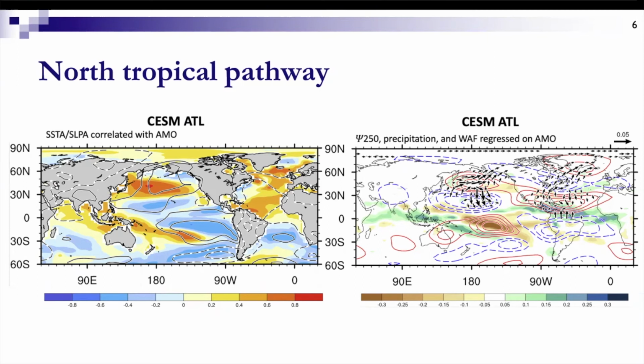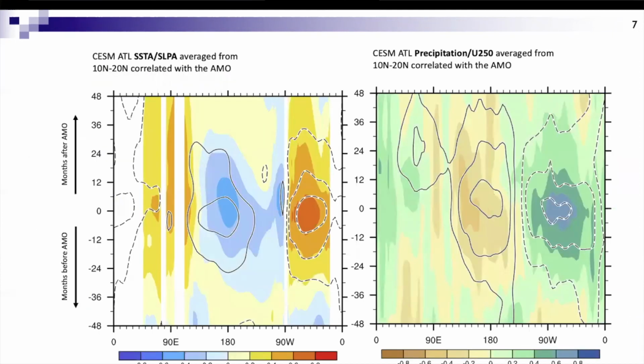So in our Atlantic experiment, we see the AMO accompanies negative sea level pressure anomalies and increased precipitation in the North Tropical Atlantic. And we see Rossby wave propagation toward the North Atlantic and similar but opposite phases in the Pacific. So now I show a Hovmöller diagram averaged from 10 north to 20 north, where we saw the precipitation band in the previous plot.